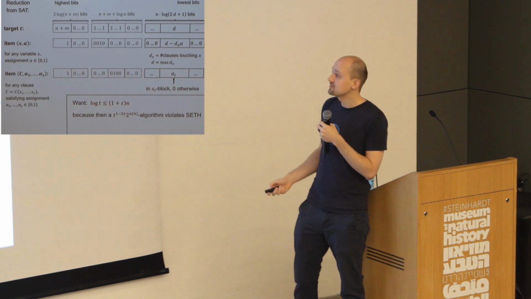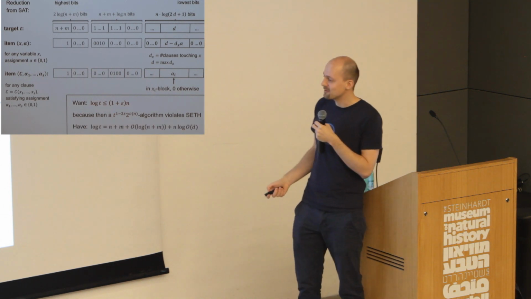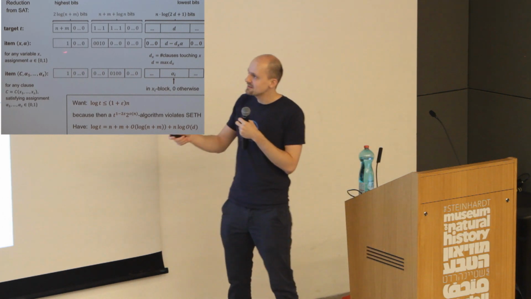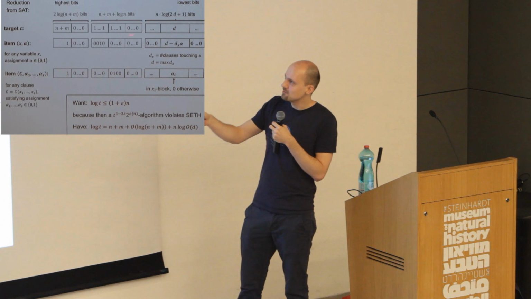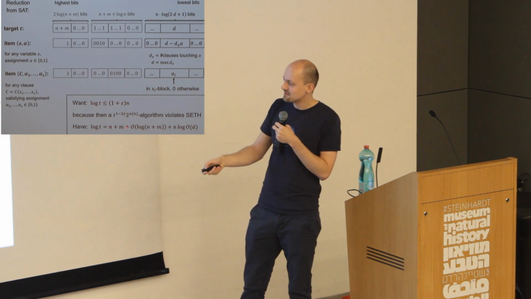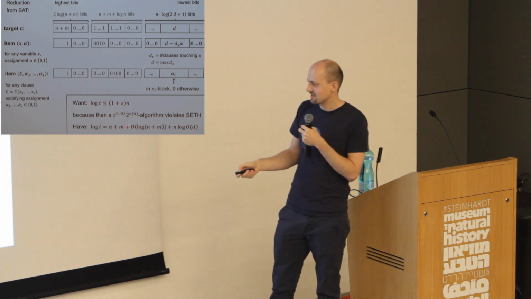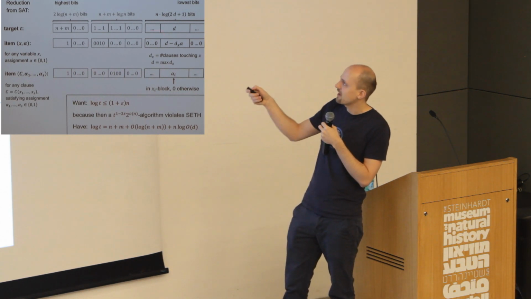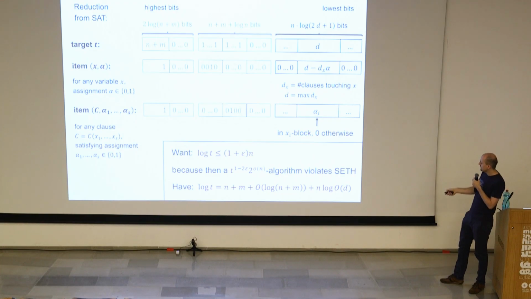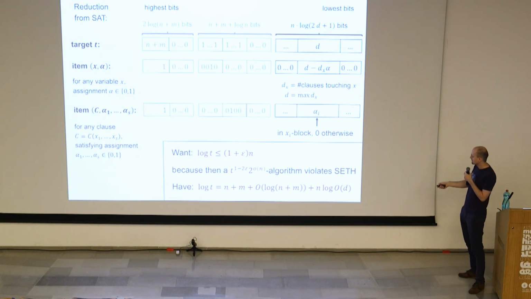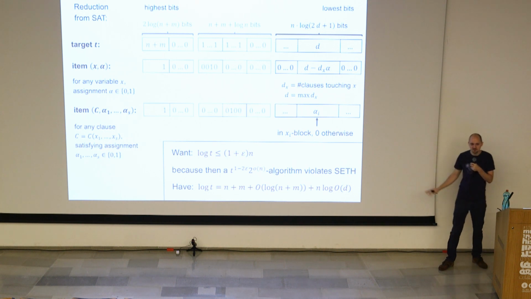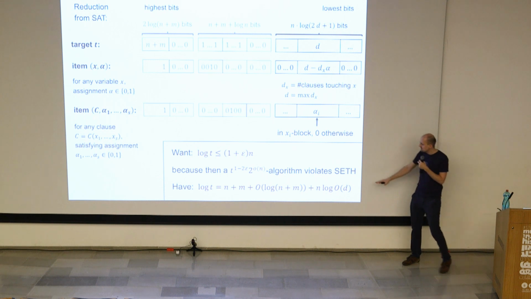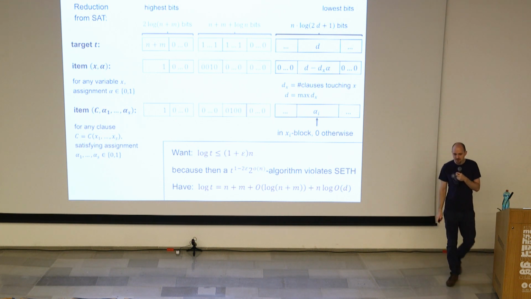So that's our goal. Where are we at with this kind of reduction? Well, we need lots more bits, right? We already need n plus m bits for these bookkeeping bits here. Then we have log of n plus m, which we don't really care about, but then we have n blocks here, one for each variable, and in each one we have log of the maximum degree of any variable many bits for that block. So that's the number of bits that we need so far in this reduction.